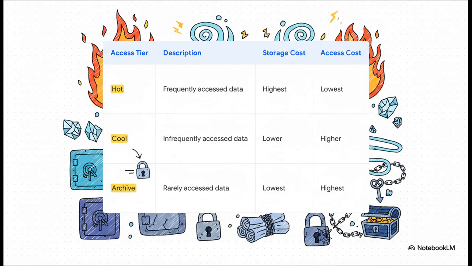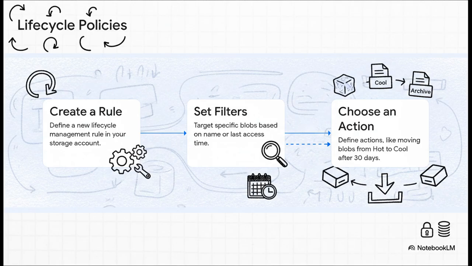The whole idea is to move your data down this ladder as it gets older. And the best part? You don't have to do this manually. You can set up what's called a lifecycle management policy. It's so simple. You just create a rule that says something like, hey, if any file hasn't been touched in 30 days, automatically move it from hot to cool. And if it hasn't been touched in another 150 days, push it all the way down to archive. You set it up once, and it just works. It's a fantastic set-it-and-forget-it way to cut down your bill.